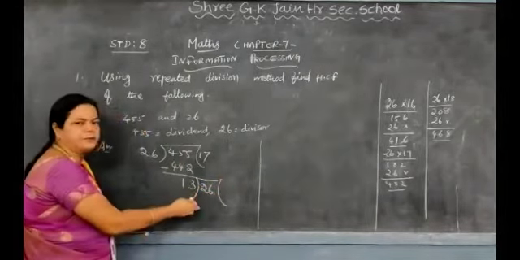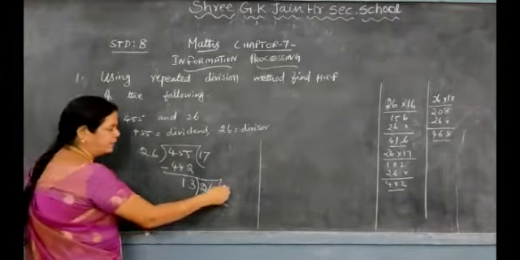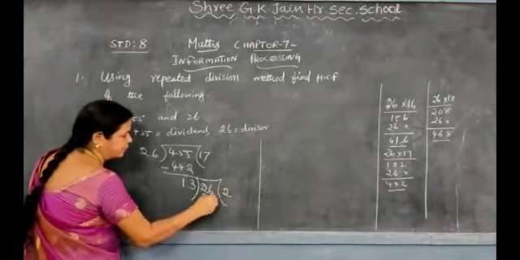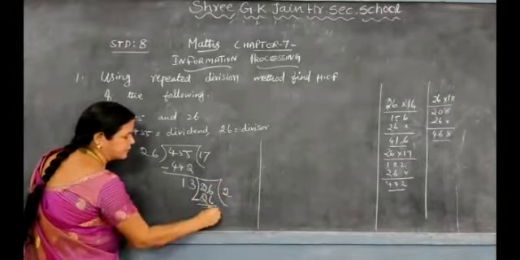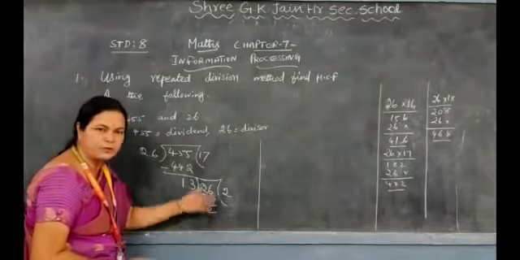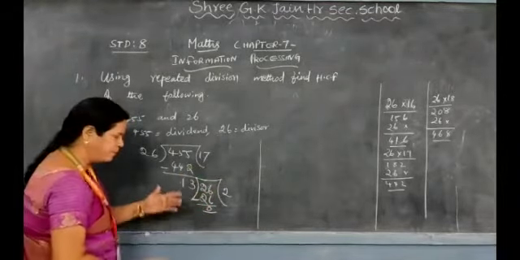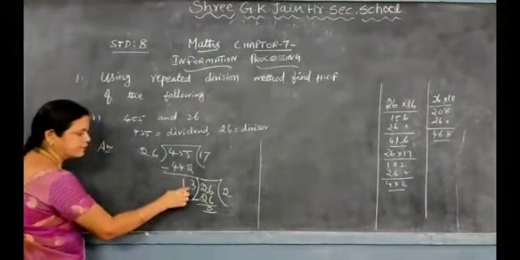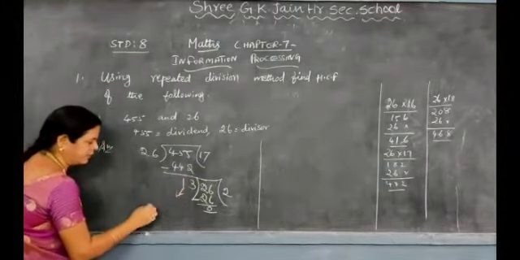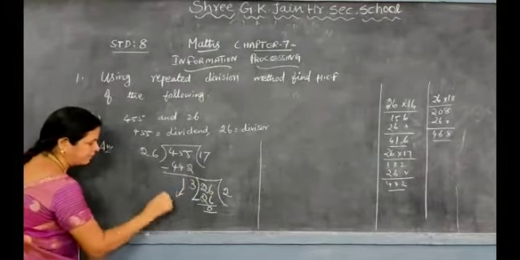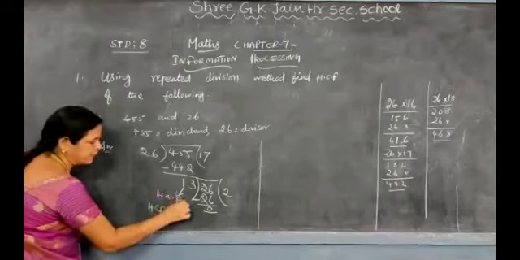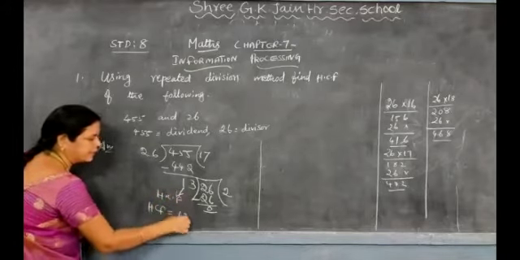In 13 table you know how many times it will go? 2 times. So you will get 26 minus 26, you will get 0. Till 0 you are going to continue. Okay children, now your HCF is nothing but this divisor only. So this is your HCF. Now HCF is nothing but 13.